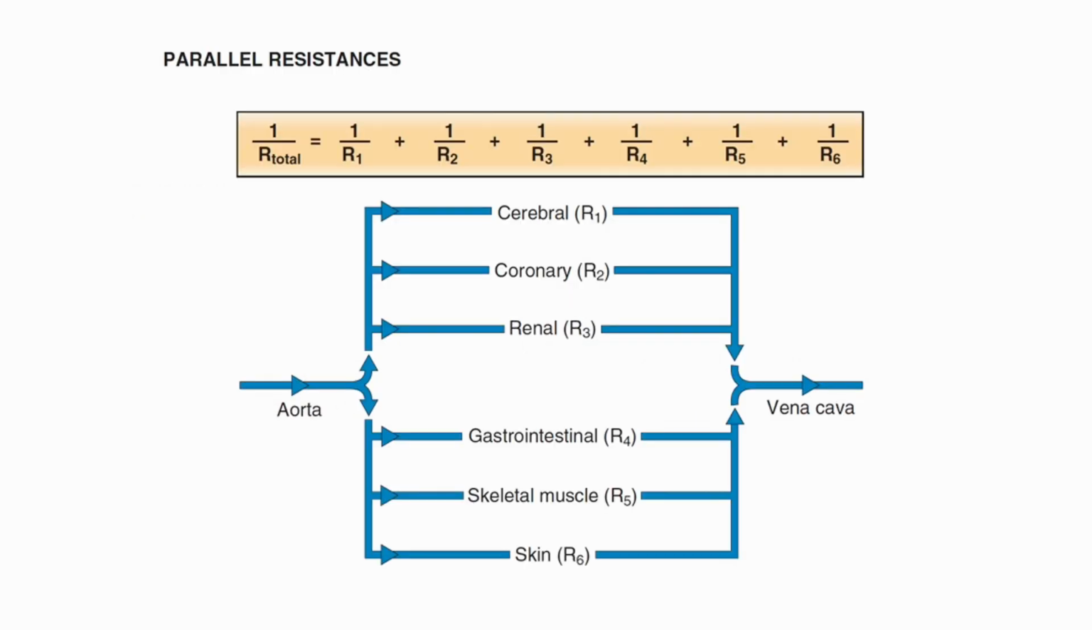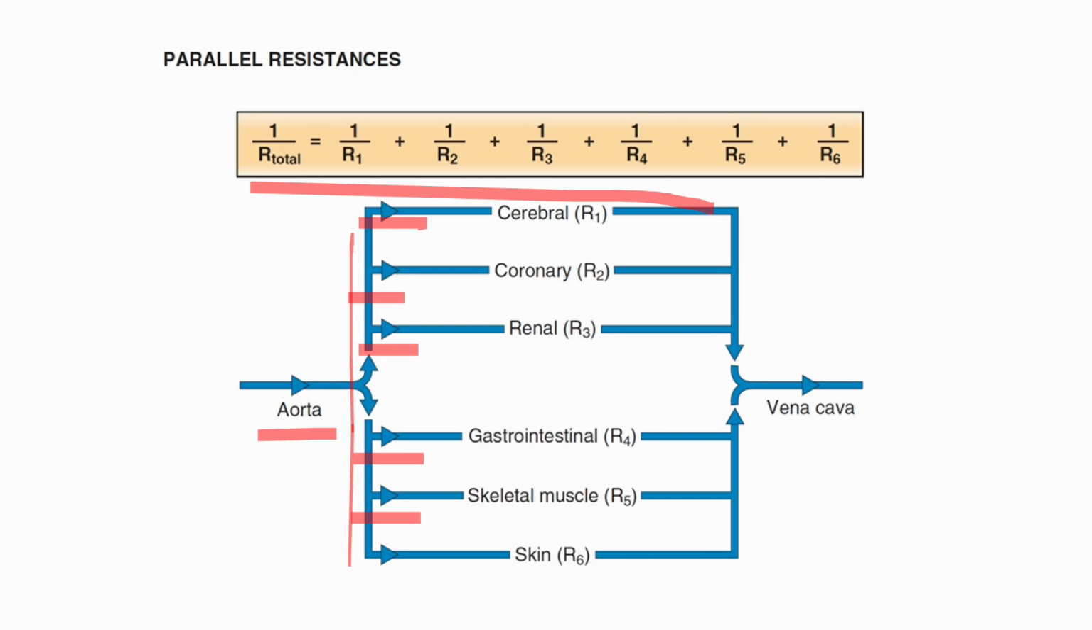Now in parallel arrangement, like when the aorta branches to different arteries to provide the blood supply to these different organs and systems, this is very important to allow individualized control of the blood flow, relatively independent of the other blood flows in the other organs. And now the total resistance will be calculated according to this formula in the parallel arrangement.